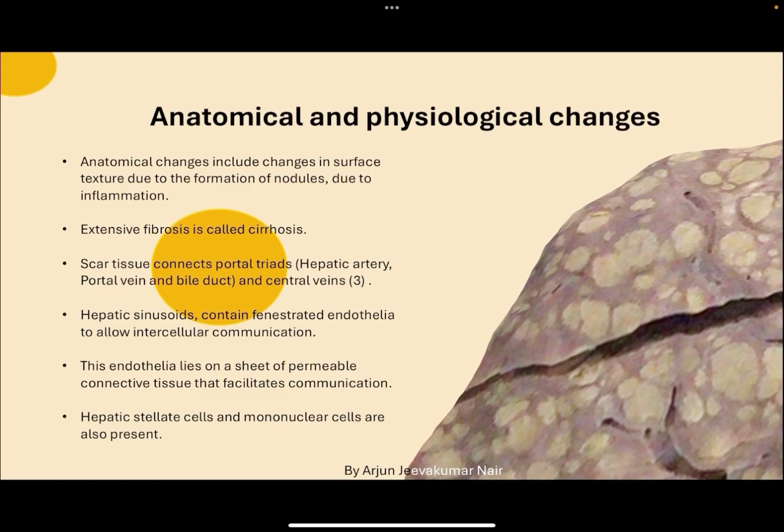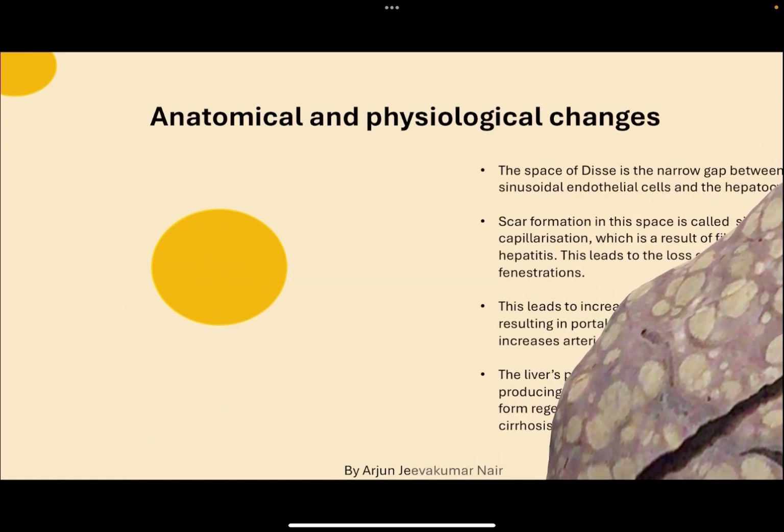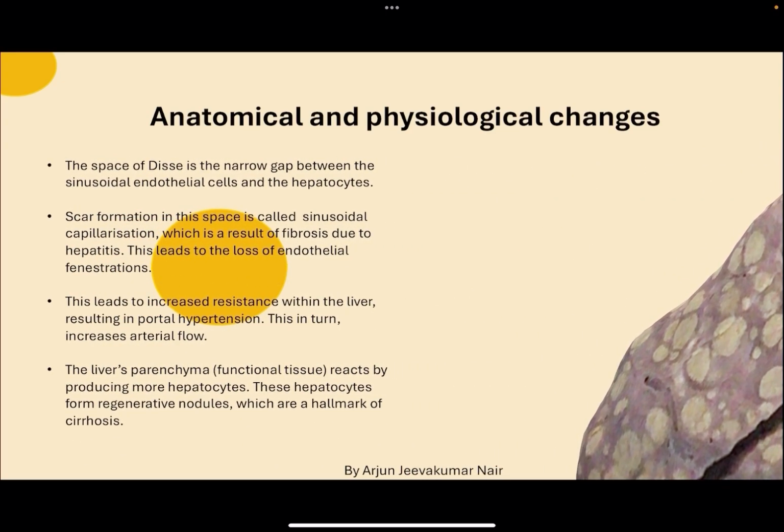The sinusoidal endothelial cells and hepatocytes are not connected directly. There is a space between them, which is a narrow gap, and this space is called the space of Disse. In the case of hepatitis, however, there is scar formation in this space. This is called sinusoidal capillarization. This is a result of the fibrosis and, as a consequence, leads to the loss of endothelial fenestrations.